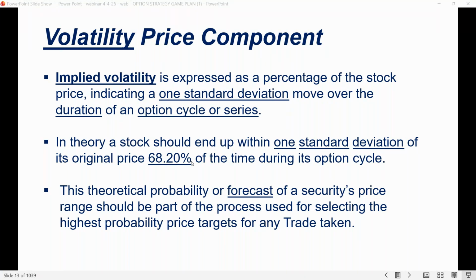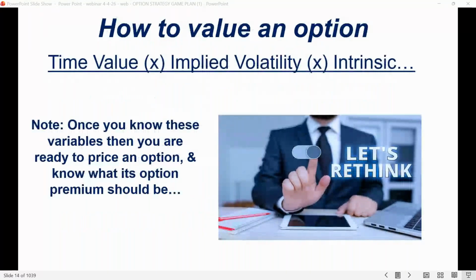Now, when we look at the value of the option, it comes down to these components. It's going to come down to the time value times the implied volatility times the intrinsic value or the underlying security value. So this will give you the value of your option based on these different changes in the components of your option value.